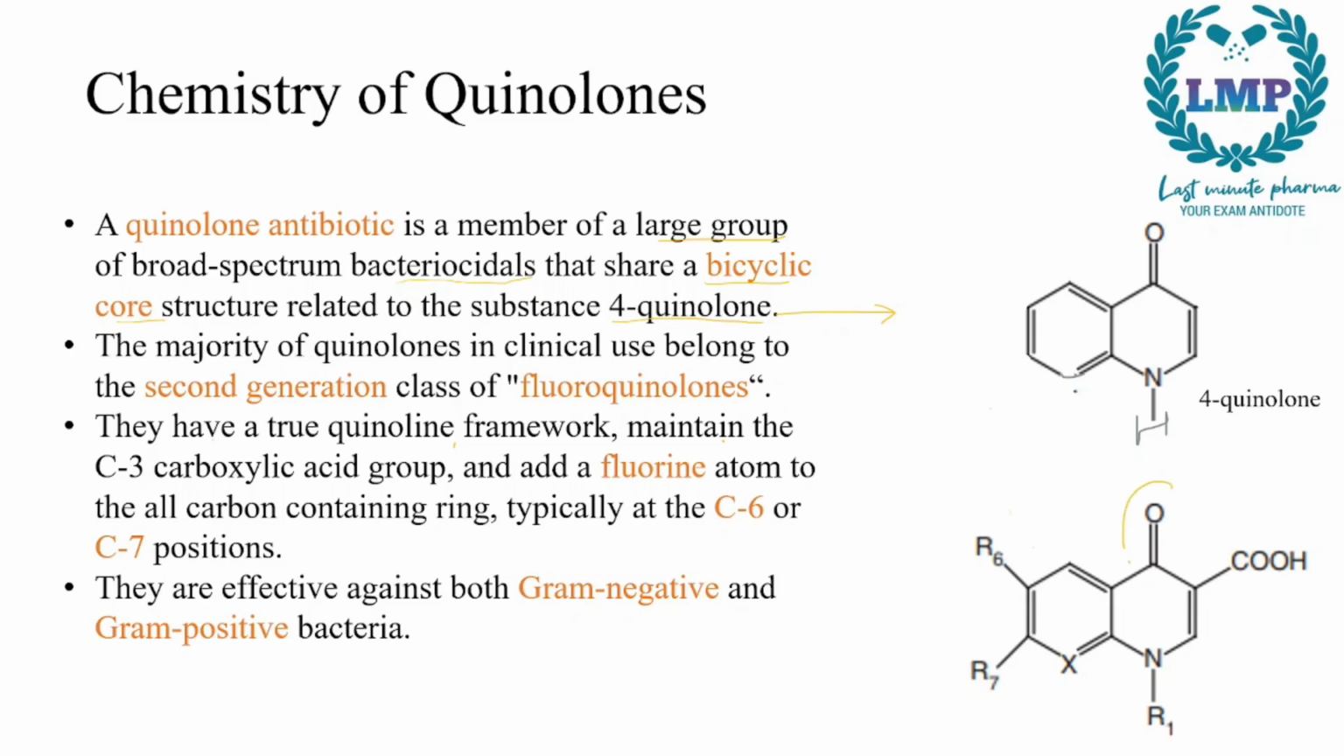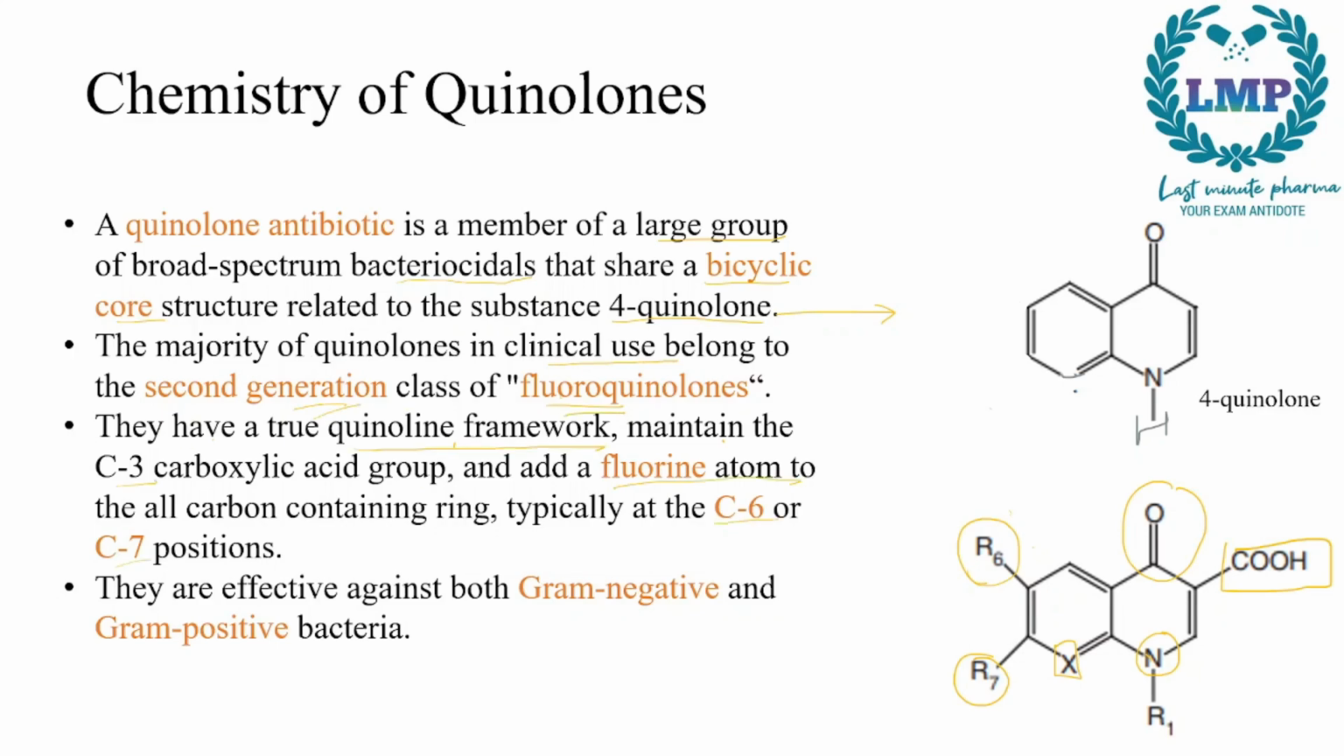Now for a quinolone, what we will have is the double bond O, and the nitrogen which will be attached to an R group. Along with that we will have something extra like a COOH group, X group right here, 7th position some R group, and 6th position some R group. So this will be extra. So the majority of quinolones in clinical use belong to the second generation, that is mostly the class of fluoroquinolones.